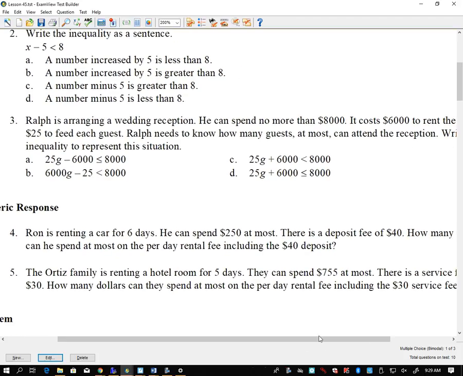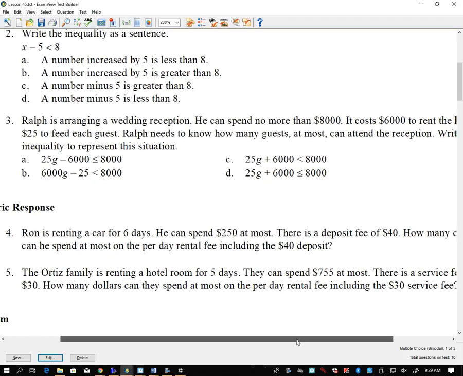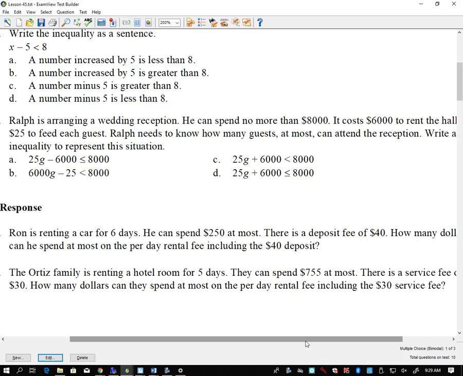Okay, Ralph is arranging a wedding reception. Way to go, Ralph. He can spend no more than $8,000. So this provides a situation, all right? Our equation, whatever we come up with, is it going to be greater than $8,000? No, it has to then be what? Less than $8,000. Could it be equal to $8,000?